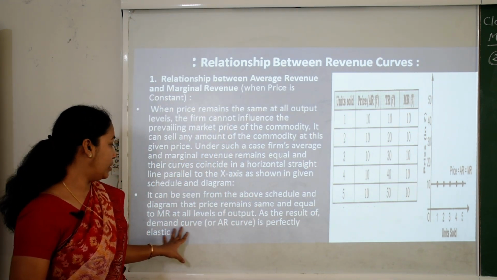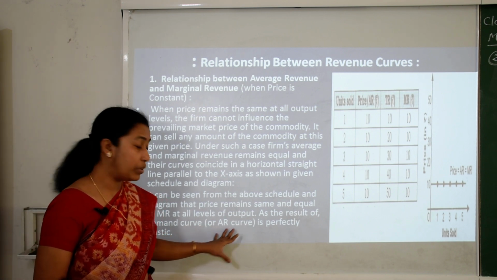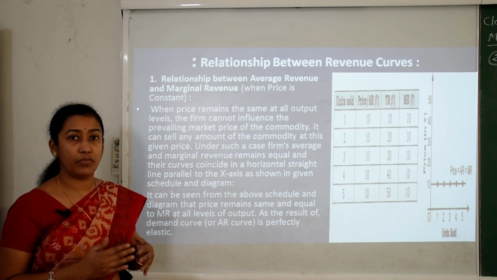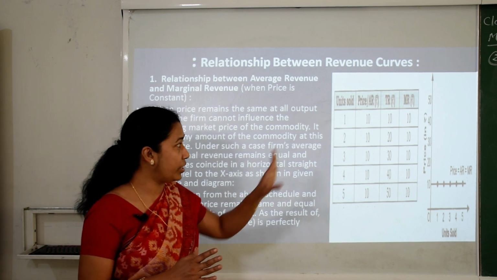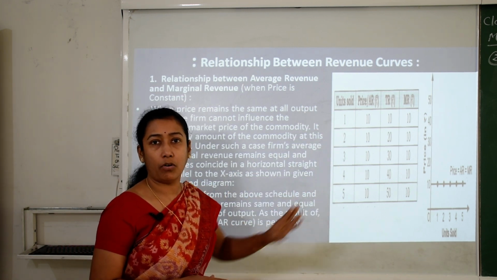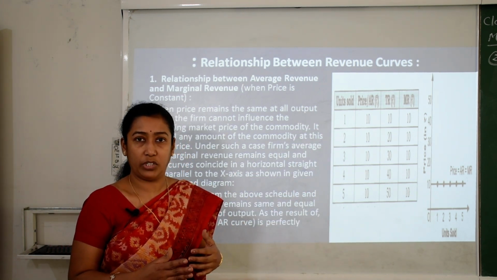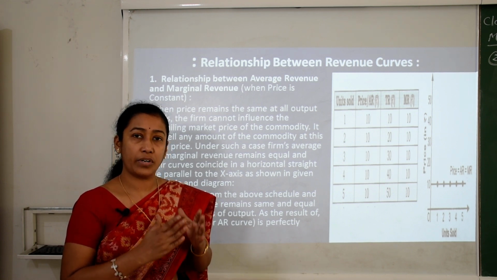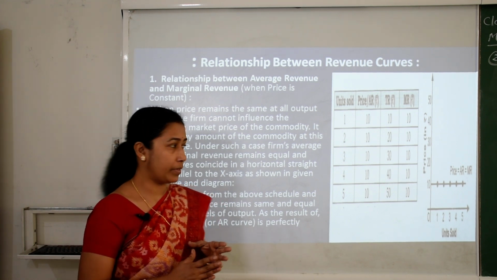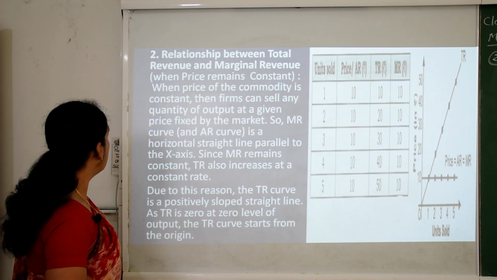As a result of this, the demand curve, that is average revenue, is perfectly elastic. That means average revenue is not changing; it is the same whatever the level of output sold by the firm. Price or average revenue will be the same at all levels of output.